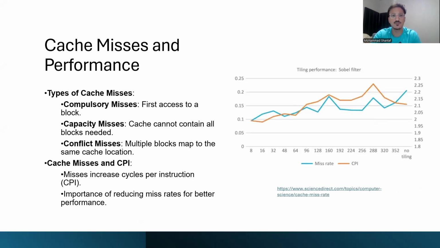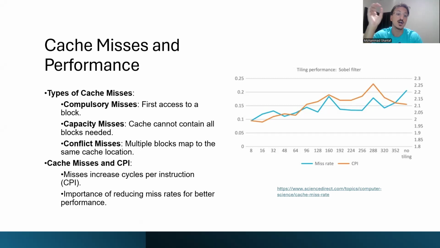Next over here, we'll be going over cache misses and performance. There are types of cache misses: compulsory, capacity, and conflict. Compulsory is the first access to a block. Capacity is when the cache cannot contain all blocks needed. And conflict is when multiple blocks map to the same cache location, in other words, there's a conflict between one another.